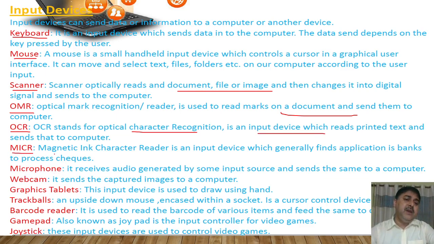MICR, magnetic ink character reader, is there. This magnetic ink character reader takes bank cheques. You can see the bank cheques. Then microphone is there, webcam is there, graphical tablets are there, isn't it? Trackball is there, barcode reader is there, gamepad is there, joysticks are there. So many things that we can find, these are the different patterns of input devices. Those are the different types of input devices, and we are working on those different input devices.